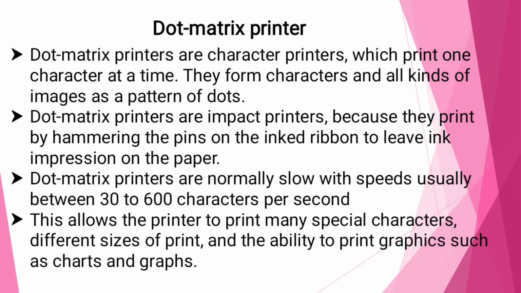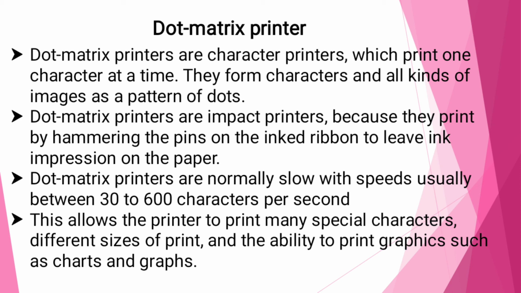Next one is dot matrix printers. Dot matrix printers are character printers which print one character at a time. They form characters and all kinds of images as a pattern of dots only. Dot matrix printers are impact printers because they print by hammering the pins on the inked ribbon to leave ink imprints on the paper.